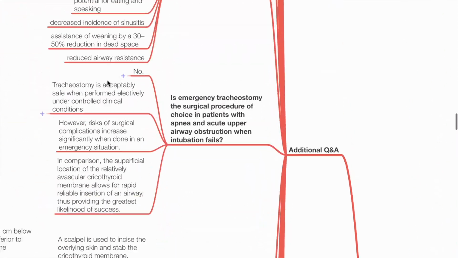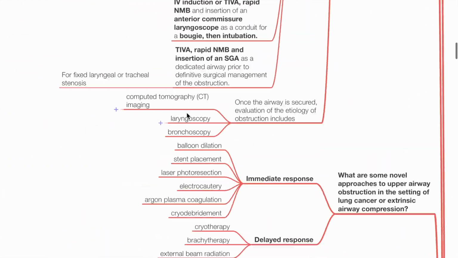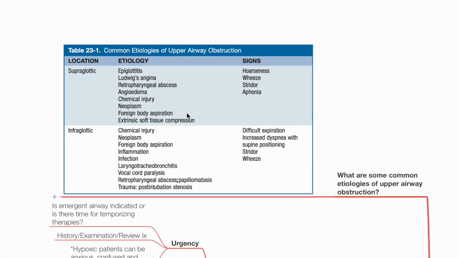Additional questions. What are some common etiologies of upper airway obstruction? Supraglottic causes include epiglottitis, Ludwig's angina, retropharyngeal abscess, angioedema, chemical injury, neoplasm, foreign body aspiration, and extrinsic soft tissue compression.